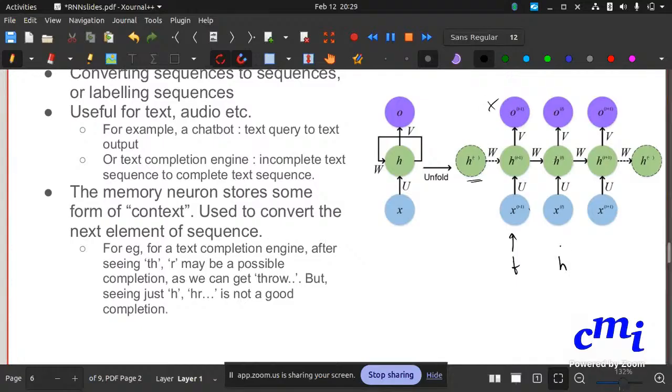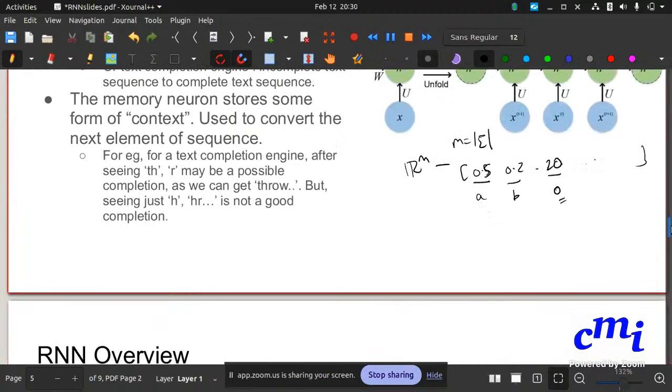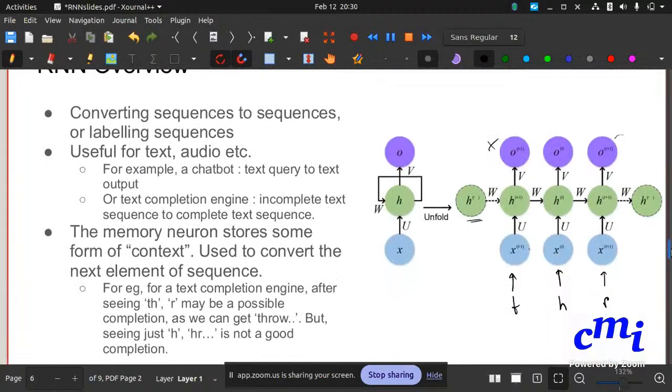And then let's say it sees H. I again convert it into some vector, and again the network sees the hidden state from the previous step and then converts it to again some output, and again it sees R, and again it converts it and produces some output and so on, right? So this output finally is what I'm going to interpret as my network telling me how I should complete THR.